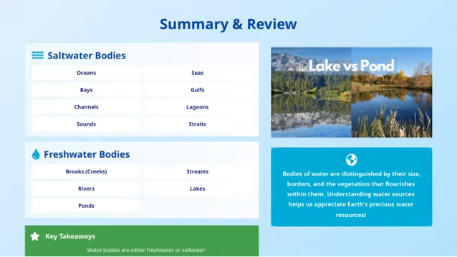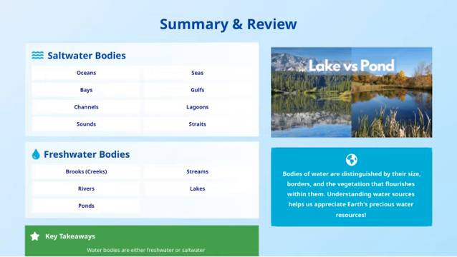On the other hand, freshwater bodies, such as brooks, creeks, streams, rivers, lakes, and ponds, are generally smaller but equally important. Water flows from small sources like brooks and streams into larger rivers, eventually reaching the oceans. Another key point is that water bodies can either be moving, like rivers and streams, or still, like lakes and ponds.